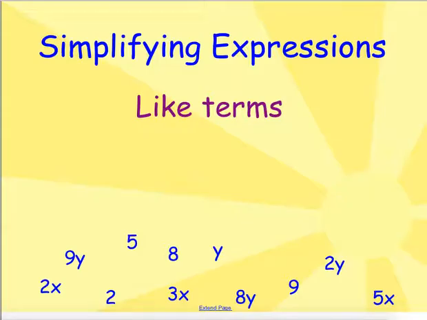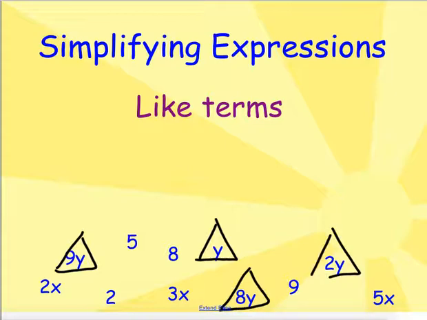Now the other part of this lesson is simplifying expressions by combining like terms. Now when we're talking about like terms, what you need to make sure of is that if you have a like term, that means that the variable is exactly the same and the exponent on that variable is exactly the same. So in this case, some like terms would be 9y is just like having a y and an 8y and a 2y.